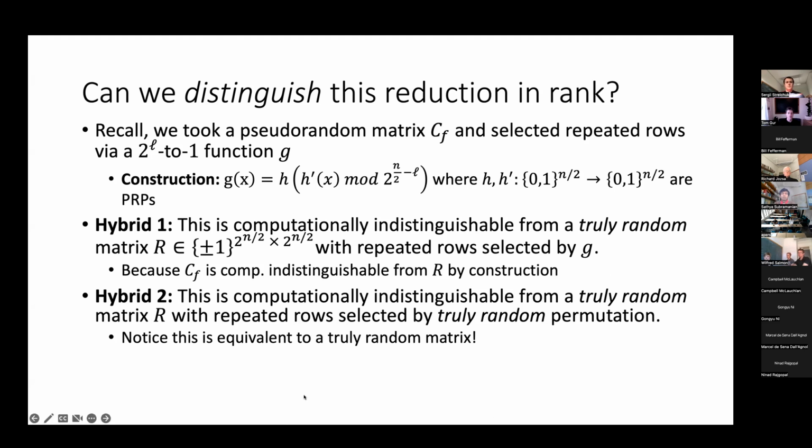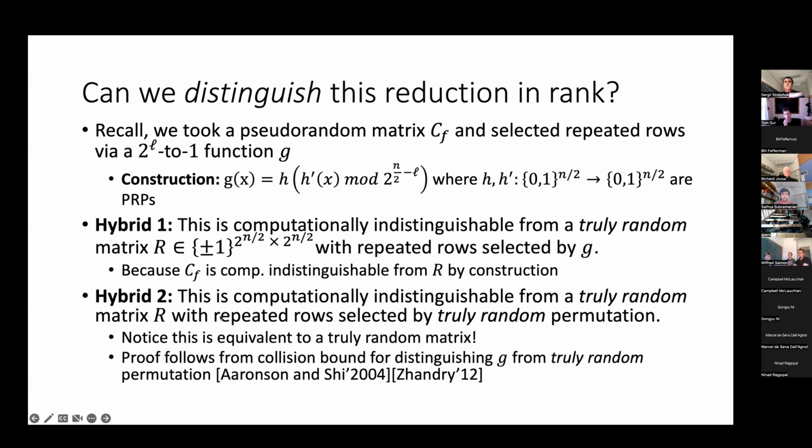And the point of that, of course, is that if we take a truly random ±1 matrix, and we repeat its rows according to a truly random permutation. In fact, it's not really repeated, it's just permuted, right? Well, then this is equivalent to a random matrix. We just took a random matrix and interchanged its rows. And this is equivalent, just statistically, to a truly random matrix.